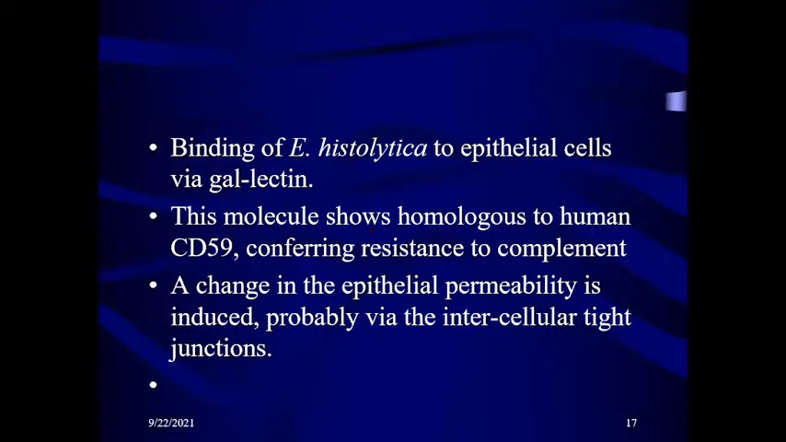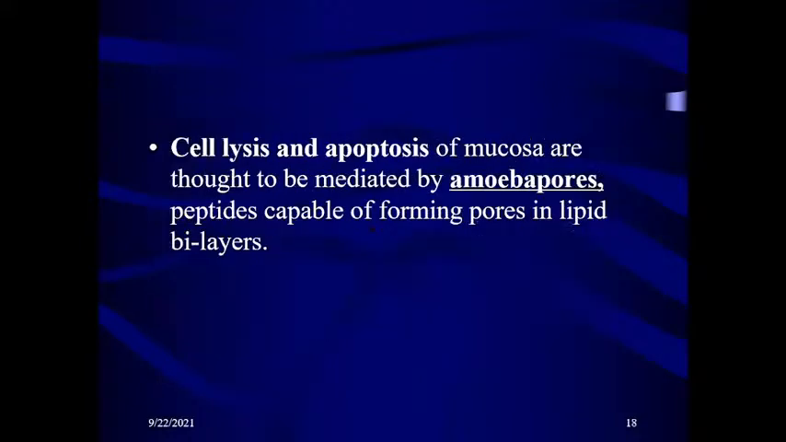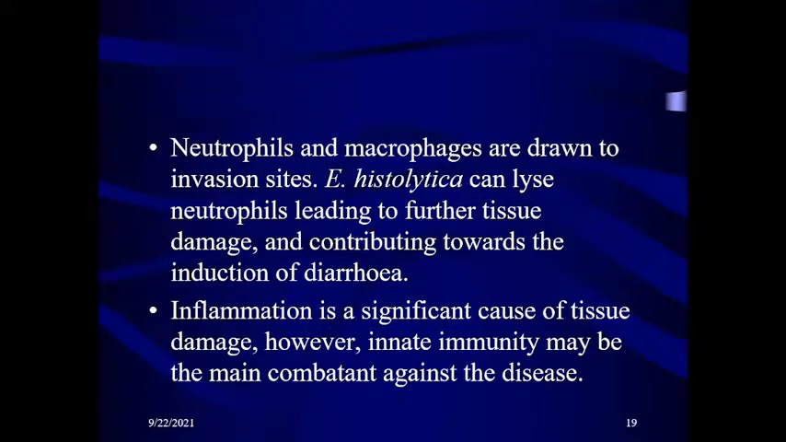A change in epithelial permeability is induced, probably via the intercellular tight junctions. Cell lysis and apoptosis of mucosa are thought to be mediated by amoebapores, which are peptides capable of forming pores in lipid bilayer cells. So there you get what? You get leakage, lysis of the cells, leakage of intracytoplasmic content, hence apoptosis and ulcer formation. Once you have necrosis or apoptosis of the cells, then you have ulcer formation.